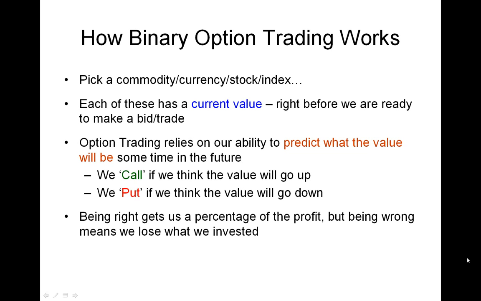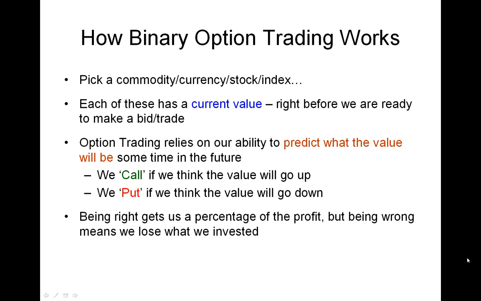So let's start as we normally do with a brief overview of binary option trading. How does it work? Essentially, we pick a commodity or a stock or index, and for the purposes of this video, I'm just going to refer to this as a stock without loss of generality. And each of these has a current value, a value right now at any given point in time before we're ready to make our trade.